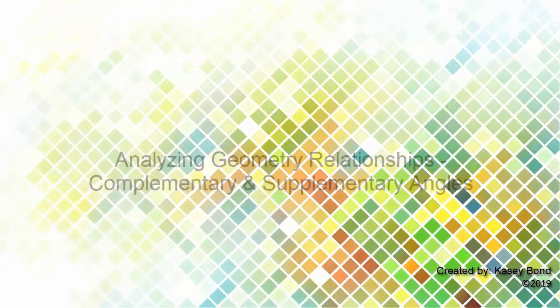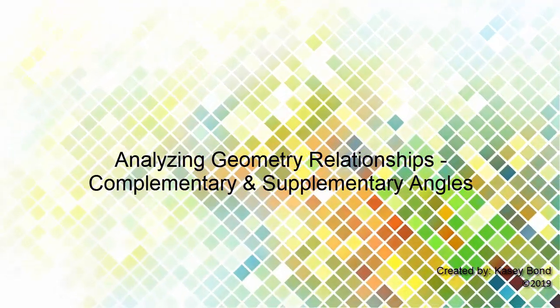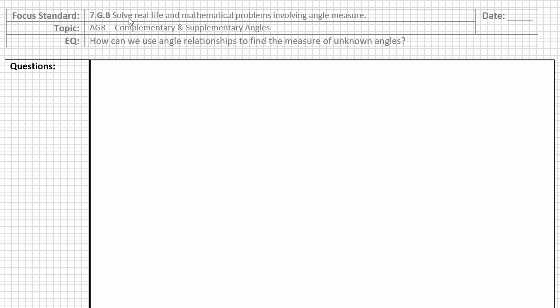Our focus standard for this lesson comes from grade 7, Geometry, Standard B. Solve real-life and mathematical problems involving angle measure. Our topic continues to be from analyzing geometry relationships, complementary and supplementary angles. Our essential question is, how can we use angle relationships to find the measure of unknown angles?